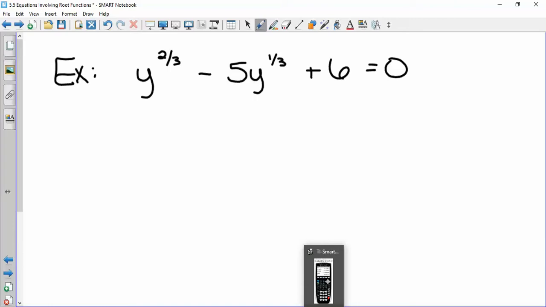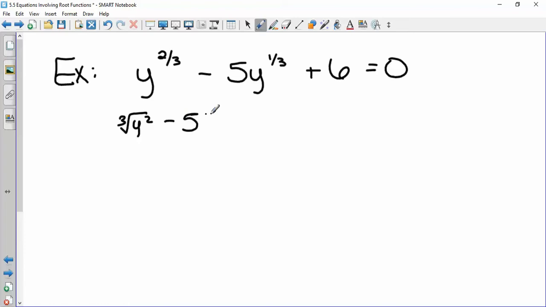Alright. We could write this with radicals. We know that a 2/3 power just means this cube root of y squared. We did that yesterday, right? Minus 5 times the cube root of y plus 6. But this isn't all that friendly because I still have multiple radicals in it, don't I?